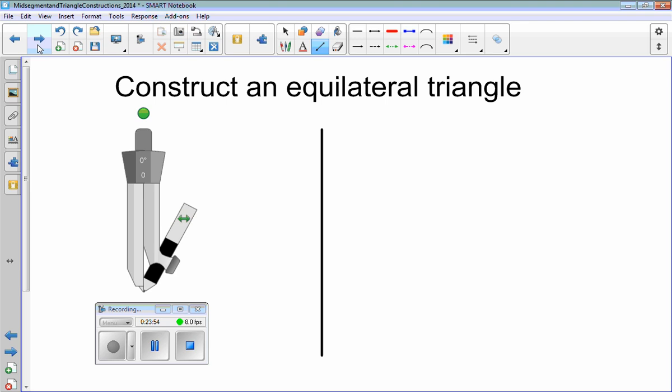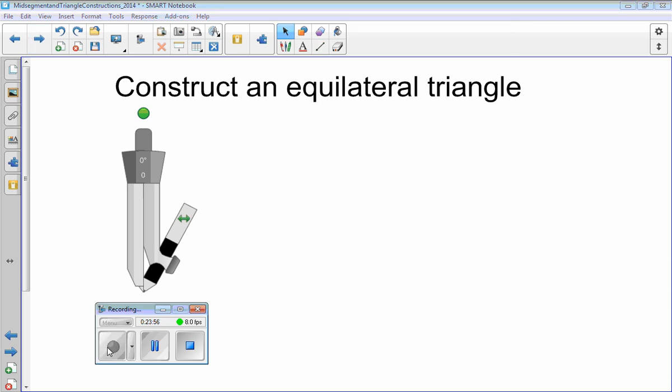Okay? The first construction that we're going to do. Taylor, do you want to take a picture? All right, we're going to first do an equilateral triangle inscribed in a circle.